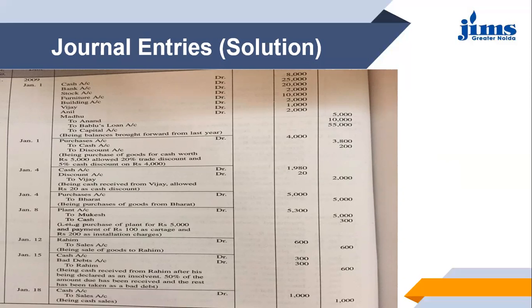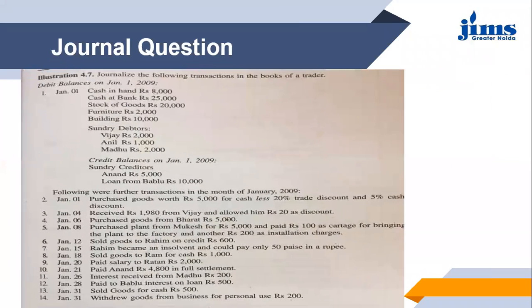So discount here is a benefit for the trader. And if we go with the nominal account rule, expenses and losses are debited, incomes and gains are credited. So here it is a gain for the business because you need to pay 4,000, but you are paying 3,800. 200 rupees discount on the value of goods is being given. So here it will be treated as a discount and it will be credited because it is a gain for the business.